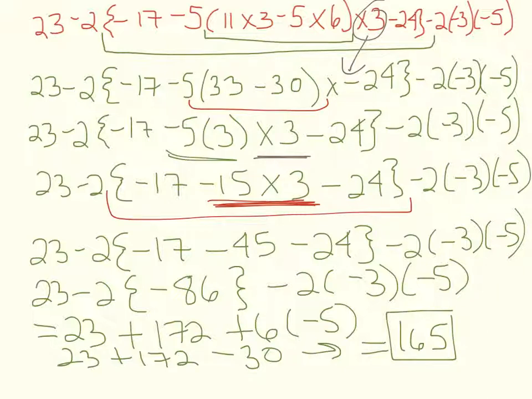So even within brackets, you still follow those rules of multiplication, division first, followed by adding and subtracting. If we had an exponent in this question, we would first need to get rid of the exponent, because that's that first law of rules of operations next to the brackets.